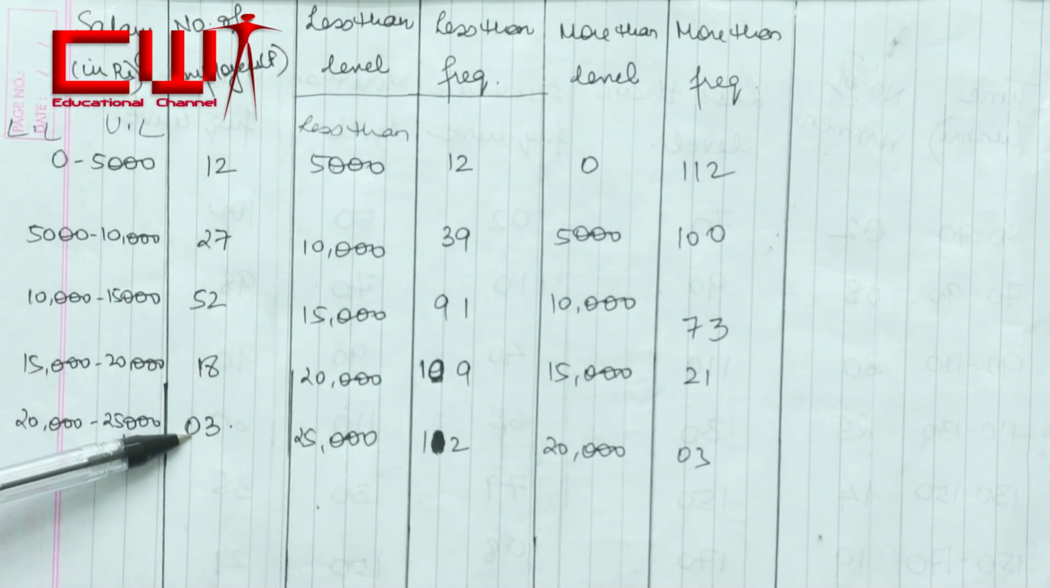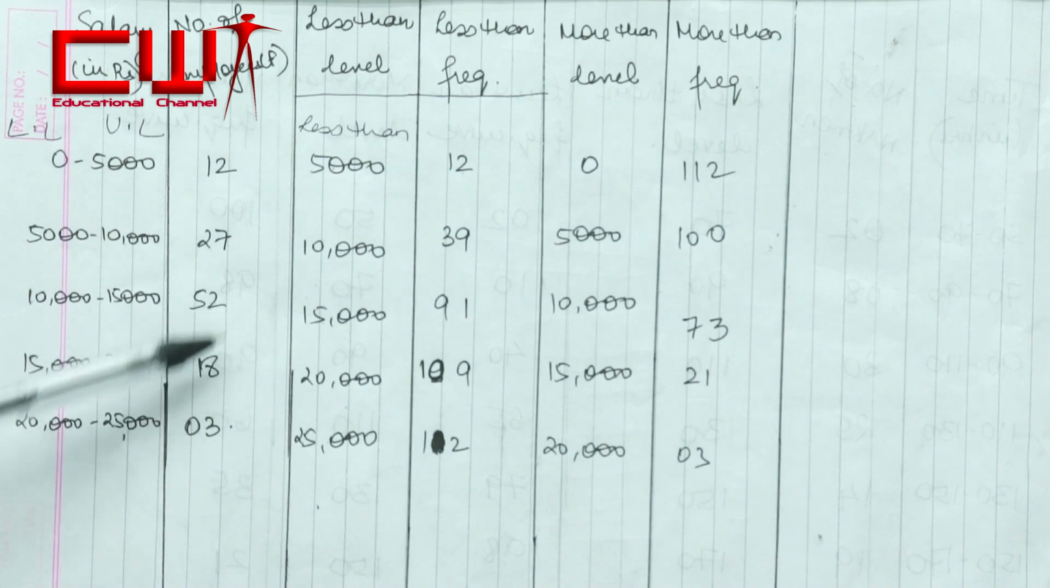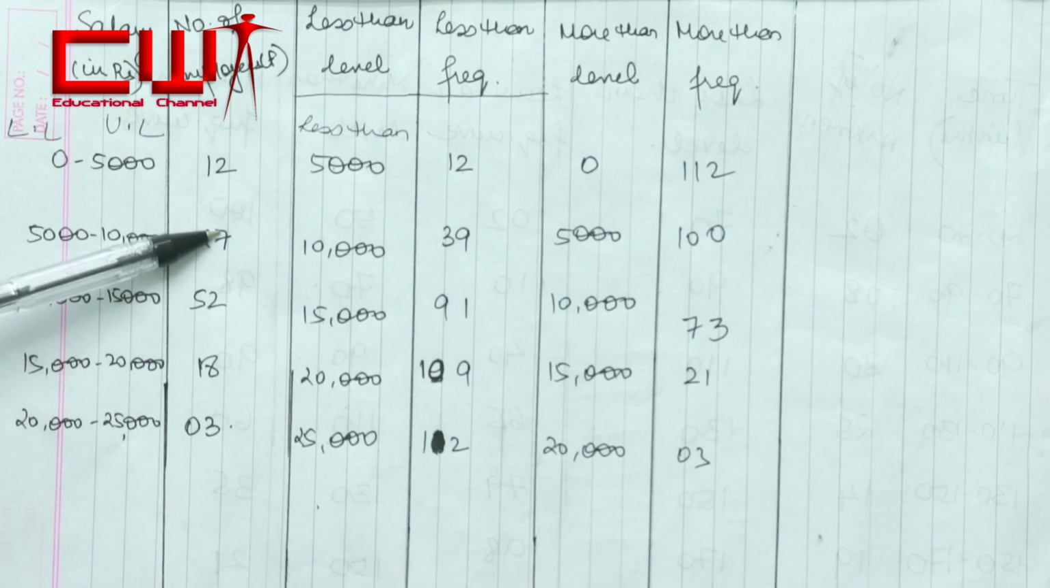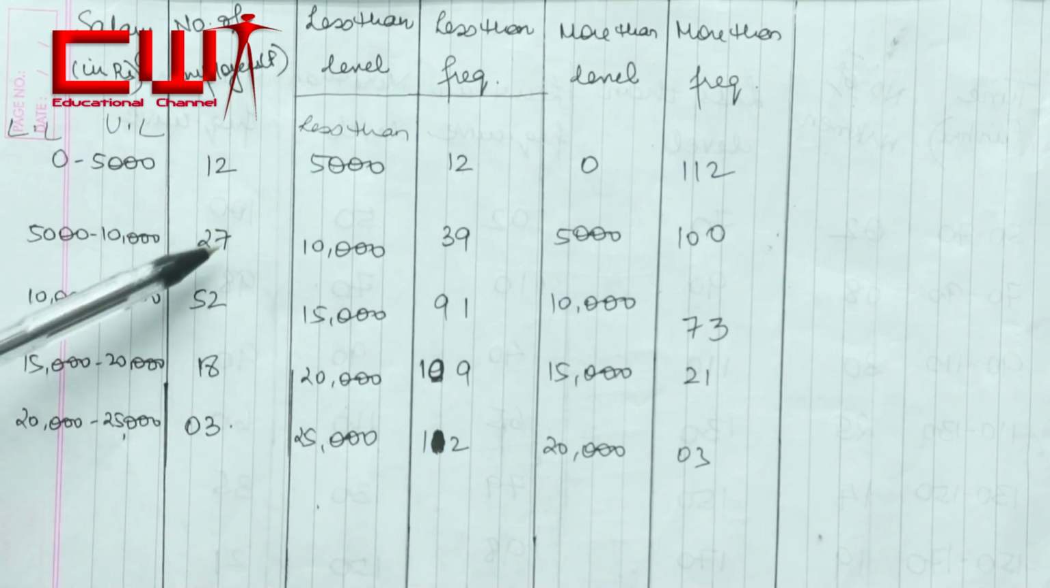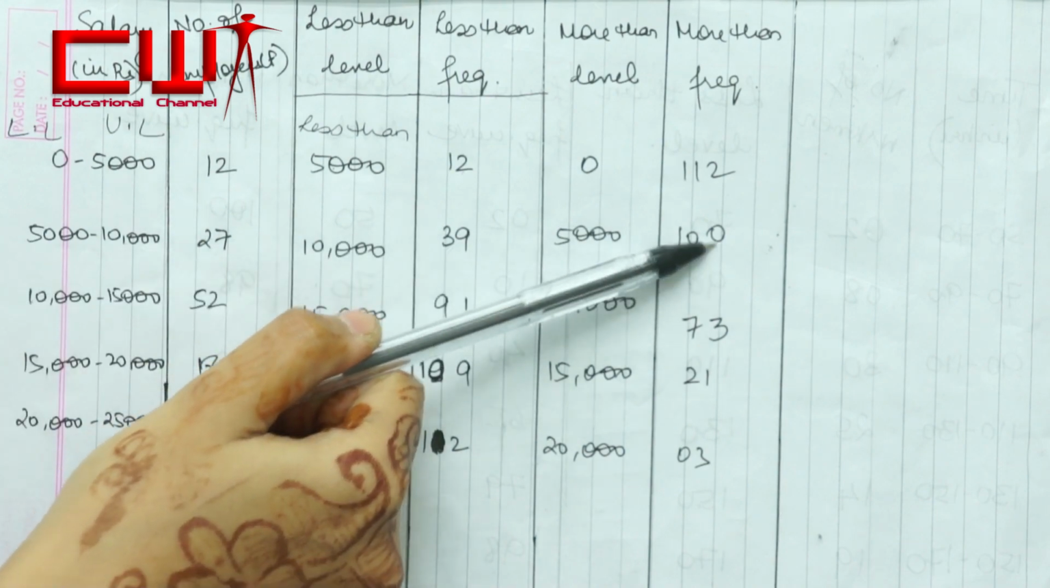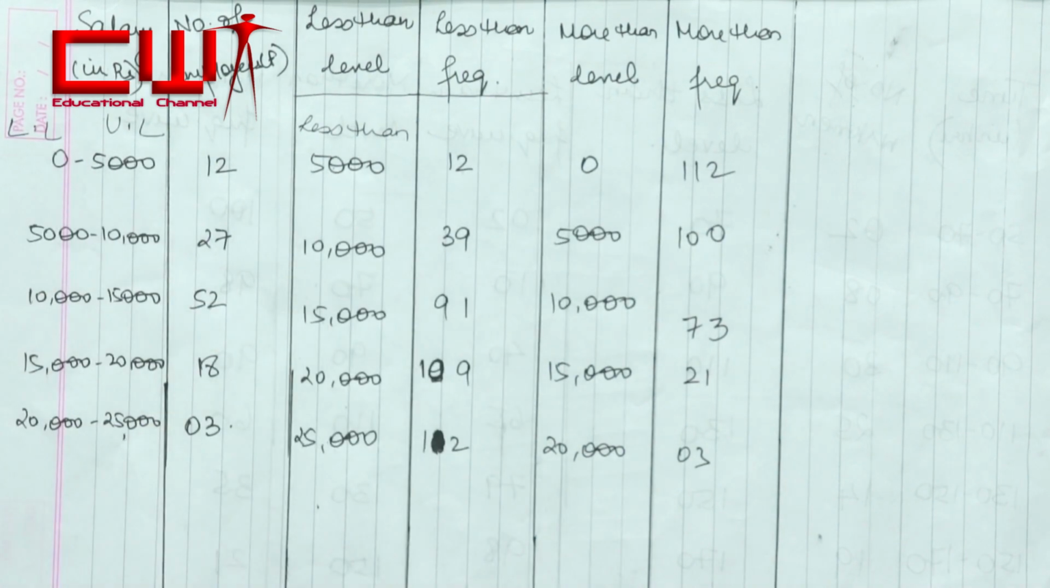You start from the lowest, that is the last number, and you keep adding: 3, then 18 plus 3, 21. 21 and 52 will give you 73. 73 plus 27, what is the answer? You add the answer to this number. 73 plus 27, 100. 100 plus 12 will give you 112. This is how you do the calculation part.